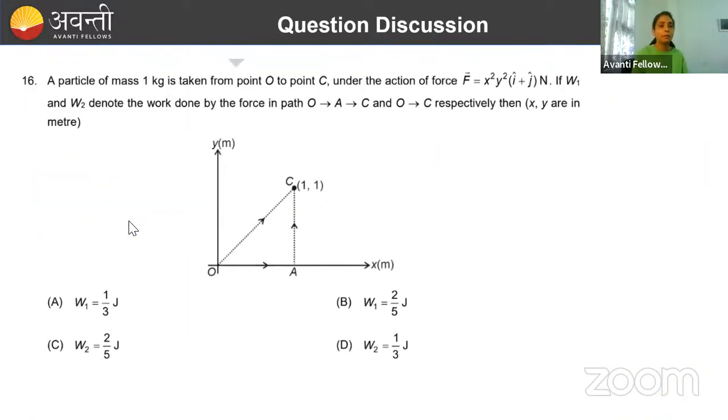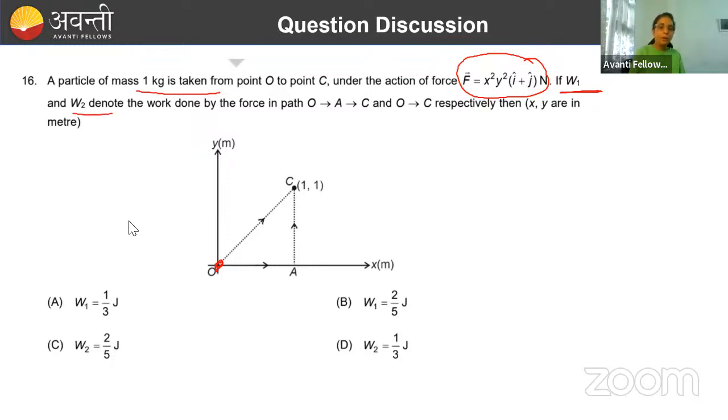It's very important. Now, this question was what? A particle of mass 1 kg. It is taken from point O to point C. Okay? You are taking a particle from point O to point C. And you are applying what kind of force? You are applying this kind of force. Okay? W1 is what? And W2 is what?